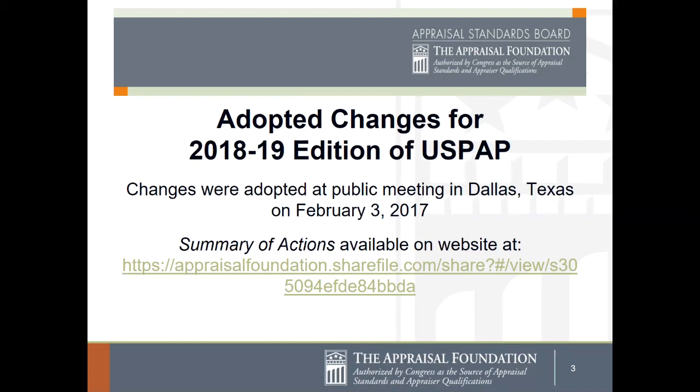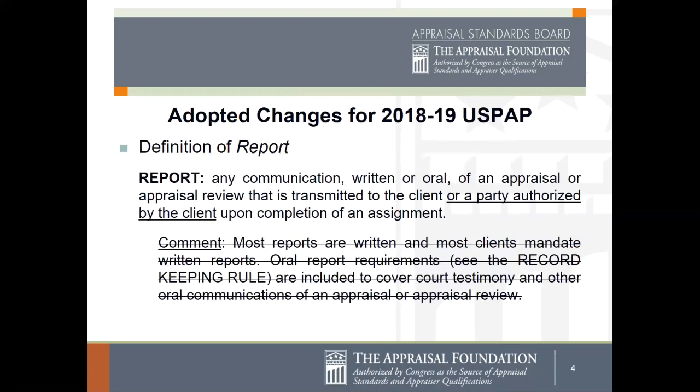Completely transparent process. And ultimately, the new USPAP will be available on October 1st, as will all of the USPAP courses. So with that, let's dive into what the changes themselves were. If you would like to look at a detailed version of the changes, the summary of actions is available on our website. There are actually two documents. One is a basic short summary of what the changes were, and then within that document, you can click on a link to go to the full detailed version, which actually shows how those changes appear in USPAP.